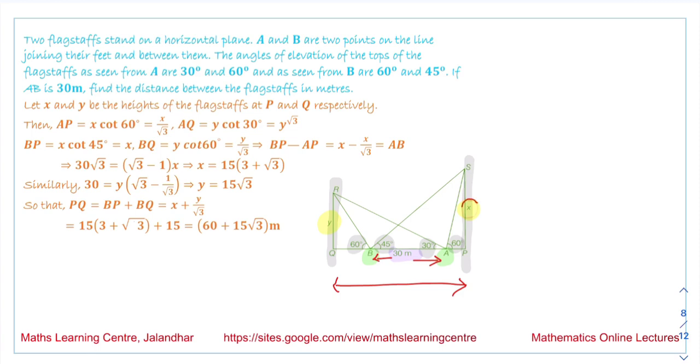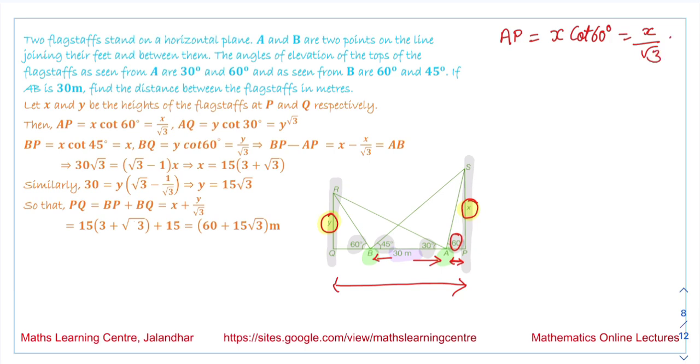So suppose the heights we have considered are X and Y. So we have AP, we are talking about the length AP. This is 60 degrees over here. So the value of this AP is X times cot of 60 degrees and it comes out to be X by square root of 3.